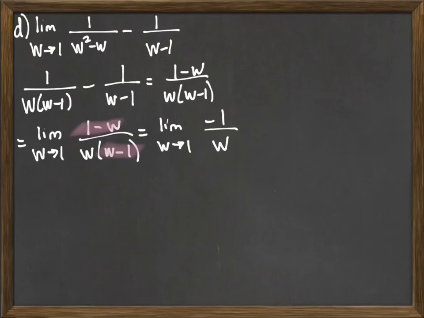And then we go through and we just compute our limit, allow w to become 1, and we find out that our limit is negative 1.